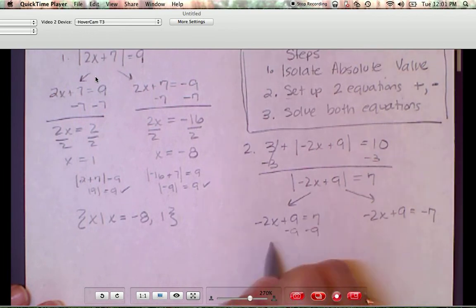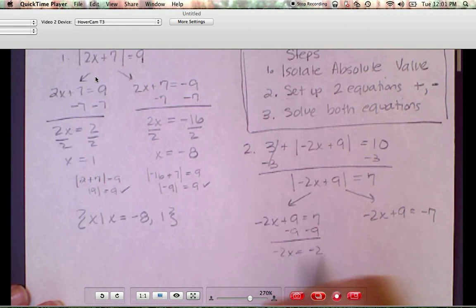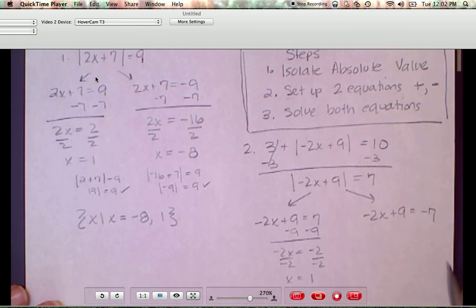Subtract 9. Divide by negative 2. Okay, I'm going fast because we should know how to solve equations. So undo addition and subtraction first, then divide by 2, negative 2 in this case.